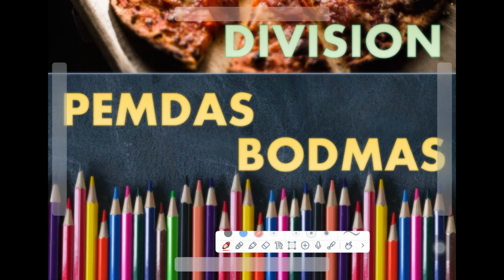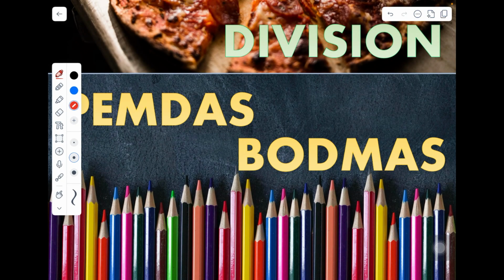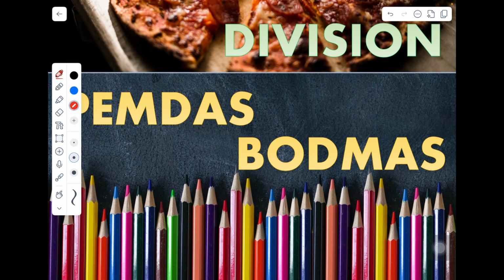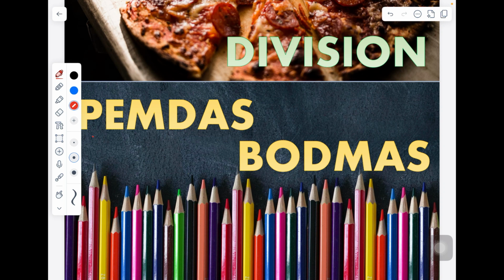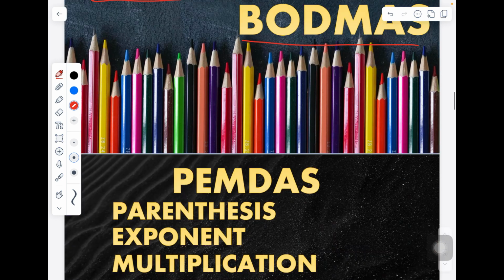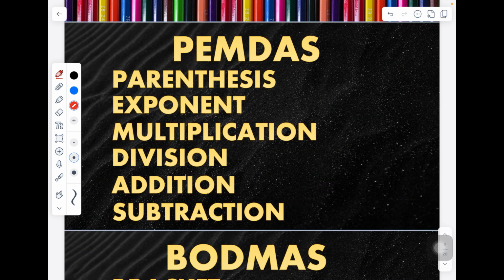You might have already encountered these terms before: PEMDAS and BODMAS. You might have encountered these during your primary school or elementary. These two are acronyms which stand for the basic operations plus something else. So what's the something else? In PEMDAS, you have the parenthesis and the exponent, multiplication, division, addition, and then subtraction.